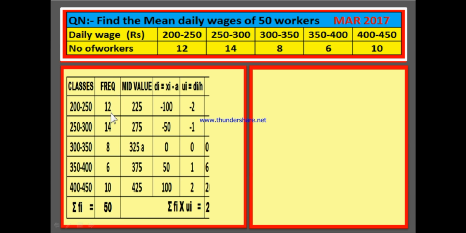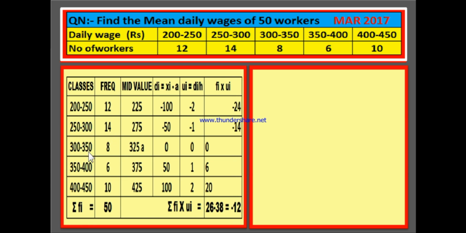These give the frequencies. In the 200 to 250 class, the frequency is 12, 250 to 300 class, frequency is 14, 300 to 350 class, frequency is 8, between 350 to 400, the frequency is 6, and from 400 to 450, frequency is 10. After writing the frequency, these 2 columns, classes and frequencies, are given in the question itself.